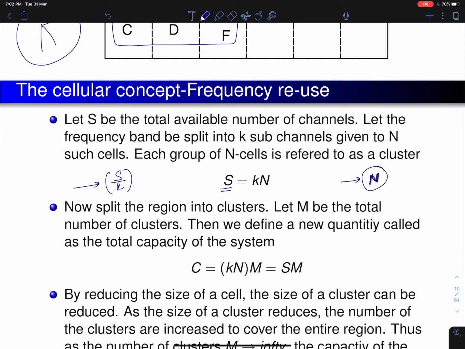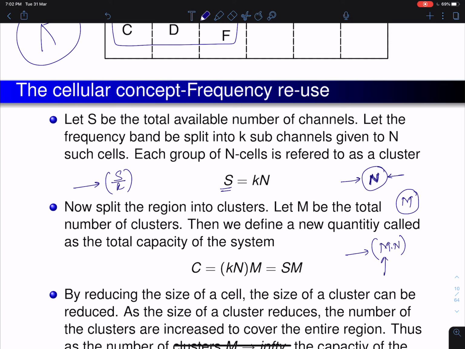Okay, so now this entire region is divided into cells, and I've grouped the cells into clusters. I can say that this entire region is divided into m such clusters. Each cluster has n cells, and we have m such clusters. So the total number of cells is m into n, where n is the cluster size, or number of cells in a cluster, and m is the total number of clusters.